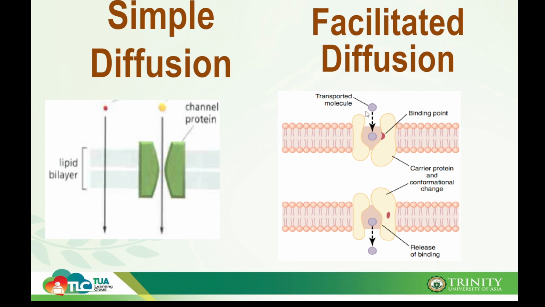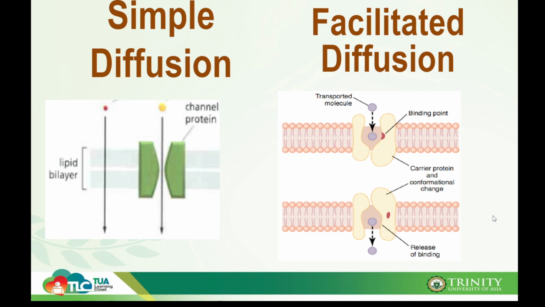So look at this. Una, sa taas siya naka-open. But when it bound to the binding point, nag-close yung taas at yung ilalim ang nag-open. Still without the use of energy. So in facilitated diffusion, the transported molecule binds to a certain area in the carrier protein, and the carrier protein undergoes conformational change, or a change in shape, to allow the molecule to pass through. So that is diffusion.